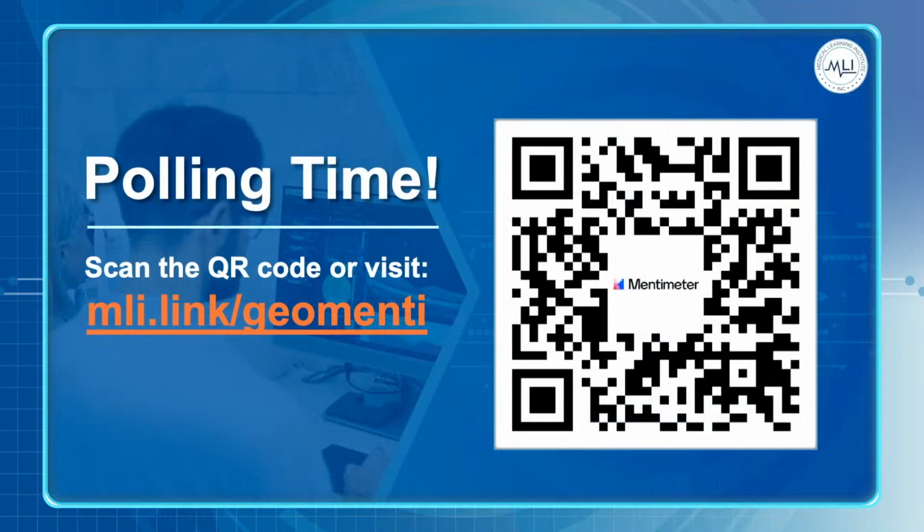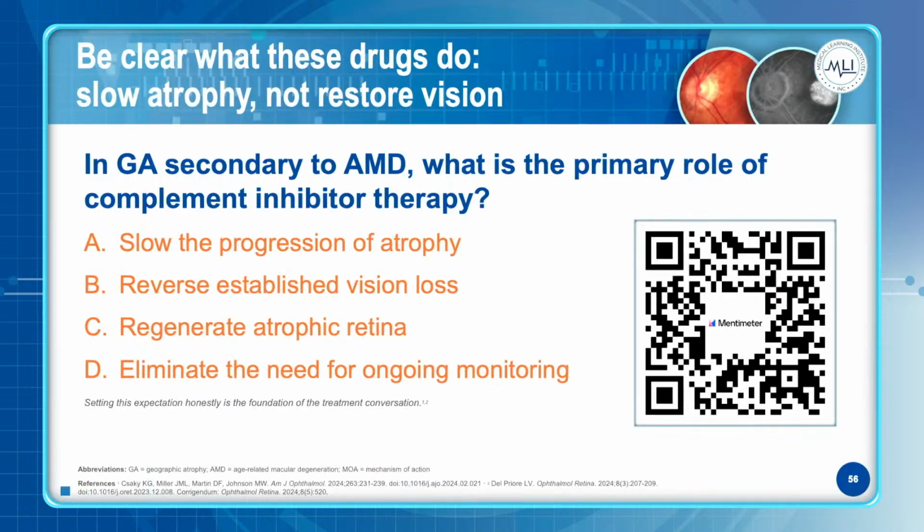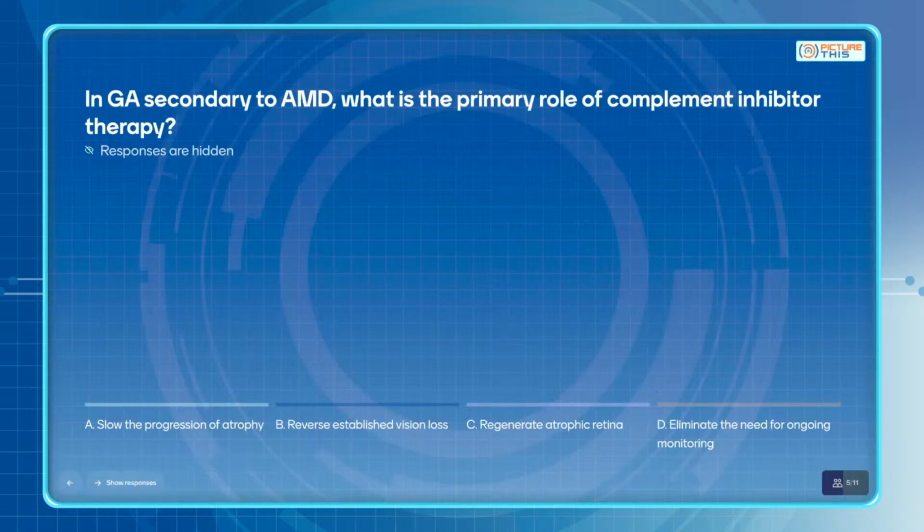Okay, so let's go to the polling question and see what we have here. When you look at geographic atrophy secondary to AMD, what is the primary role of complement inhibitor therapy? Slow the progression of atrophy, reverse established vision loss, regenerate atrophic retina, eliminate the need for ongoing monitoring. So please go ahead and answer.